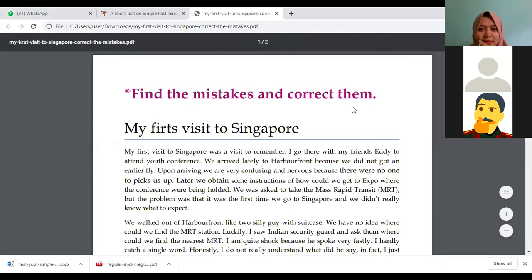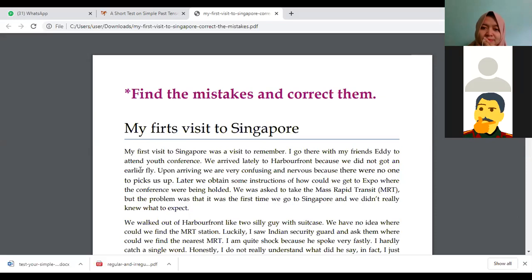Find the mistakes and correct them. From the first paragraph, yeah. My first visit to Singapore was a visit to remember. I go there with my friends Eddie to attend Yale's conference. From these two sentences, is there any mistake?